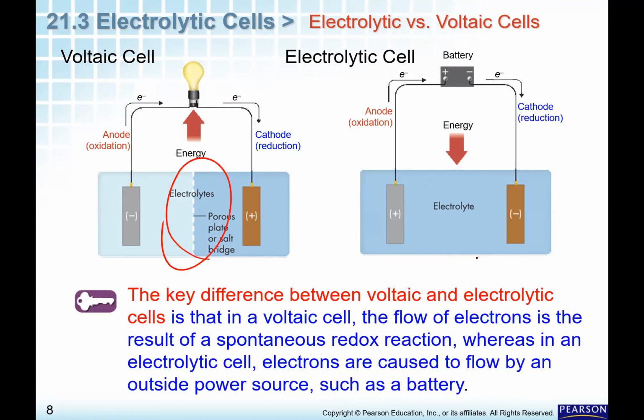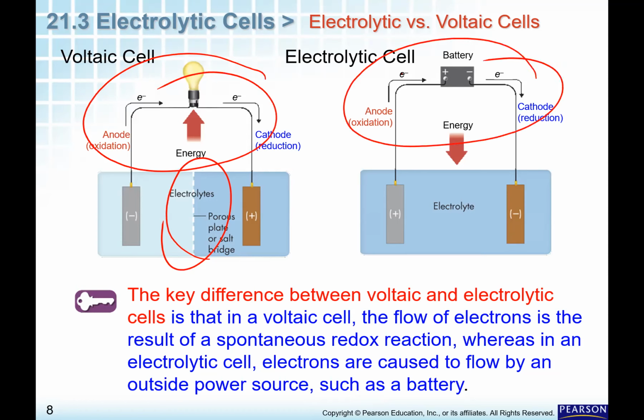So the major, main key difference between the two is that the flow of electrons here results from a spontaneous reaction. The flow of electrons here is enforced by a battery. And that's why energy is produced in this case, while energy is added in the case of the electrolytic cell.